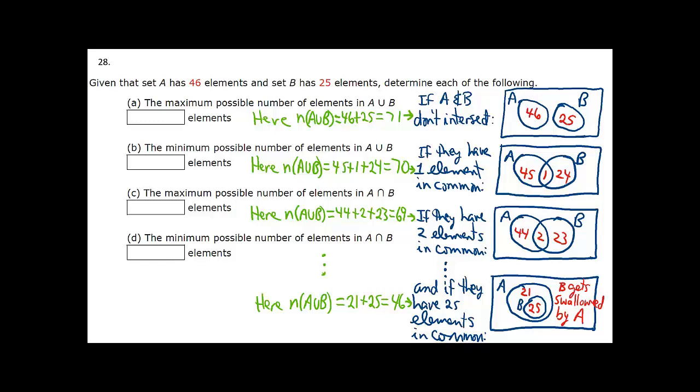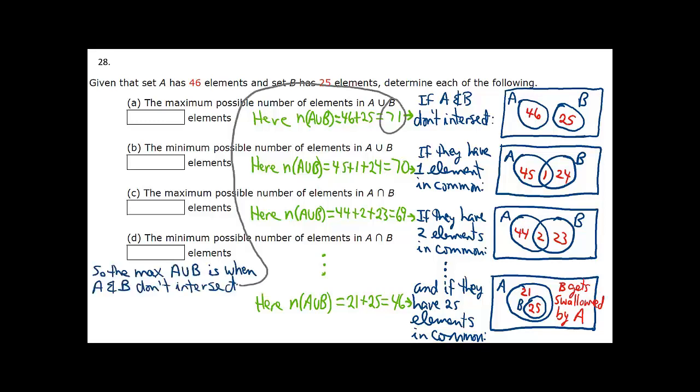So if I'm looking for the maximum possible number of elements in A union B, it's obviously going to be 71. 71 is the biggest possibility. And you can see now that it happens when the two sets don't overlap at all. So anytime you answer the question about the maximum union, you just add up the two sets of elements in each one. It'll never be any bigger than that.